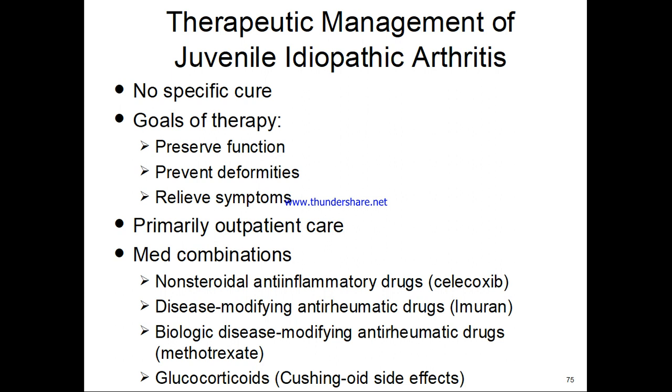There is no specific cure for juvenile idiopathic arthritis. The goals of therapy are to preserve function, prevent deformities, and relieve symptoms. Most of these cases are going to be managed outpatient. This would rarely require some sort of hospitalization.